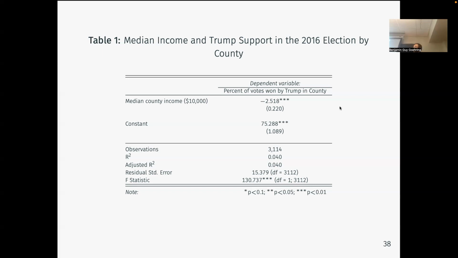This is a case where it really doesn't, because it's saying on average, if a county had a median county income of $0, its share of support for Donald Trump would be 75%, right? And that doesn't make sense because there are no counties where that's the case. We would be really extrapolating way too far. It's just nonsense.